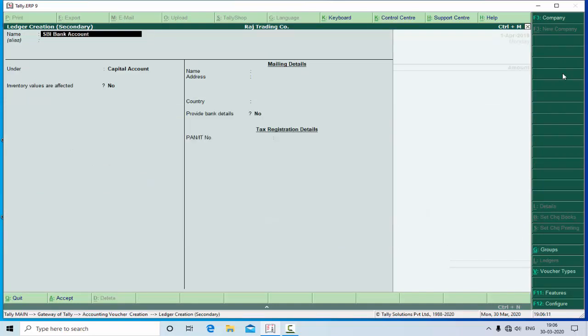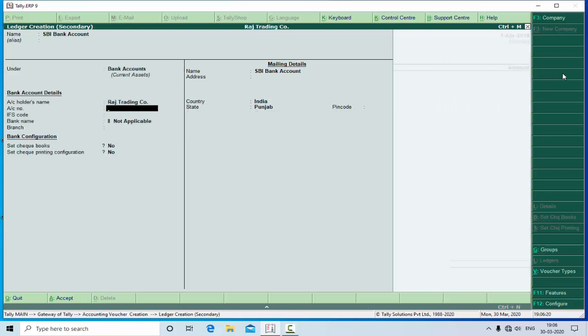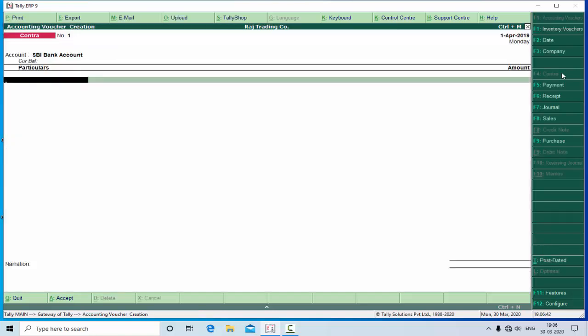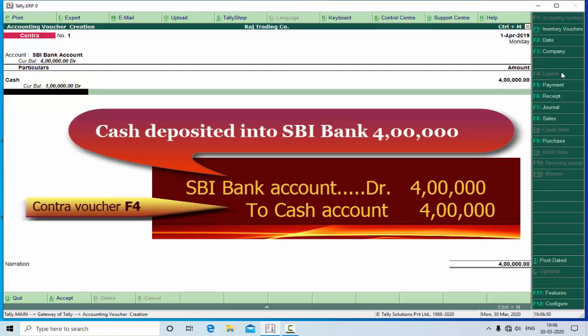Whichever bank you have deposited money in, enter the name of that bank here and select bank account from here. You can enter the bank detail also, like the account number of your bank, the IFS code of the bank, the bank name, and the branch where your bank is situated. That information, name of bank, address of bank, country, state, and pin code, can be entered here in this ledger creation of SBI bank. Then enter the cash here and enter the amount, 4 lakh deposited into the bank. So this is the way to record the contra entry.